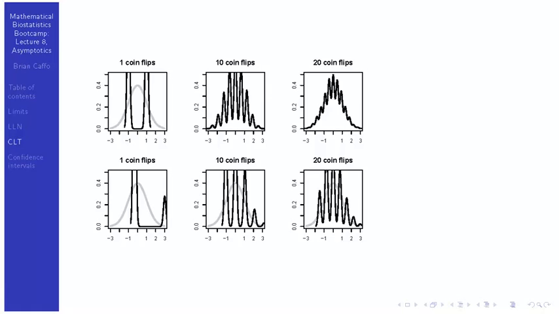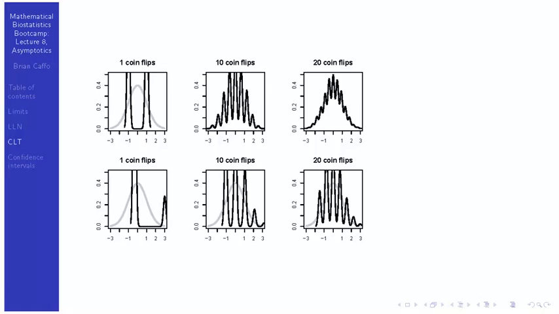After 10 coin flips, so here now we're flipping the coin 10 times, taking the sample proportion of heads, subtracting off 0.5, and then dividing by the square root of 0.5 times 1 minus 0.5 divided by 10. We repeat that process over and over and over again and get a histogram of the results. We see that the distribution of the normalized average of 10 coin flips looks pretty normally distributed, but still it's very discrete compared to the normal distribution.